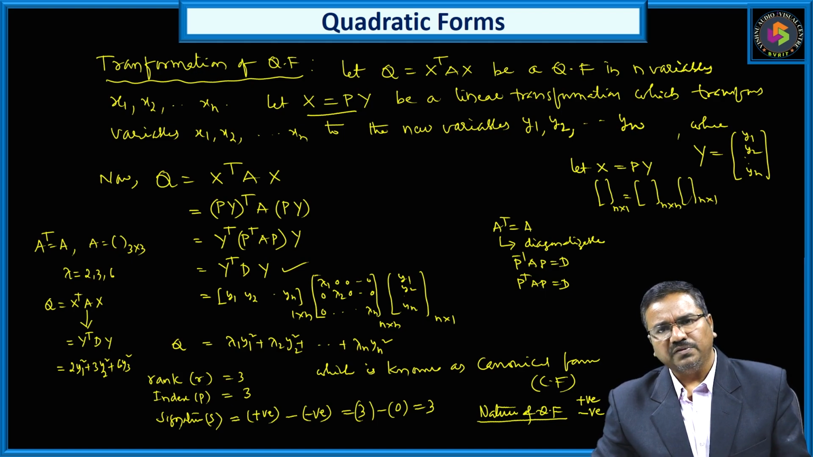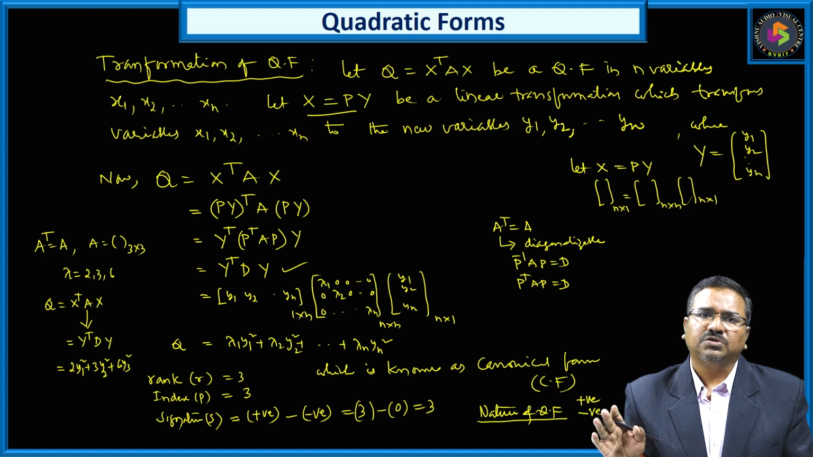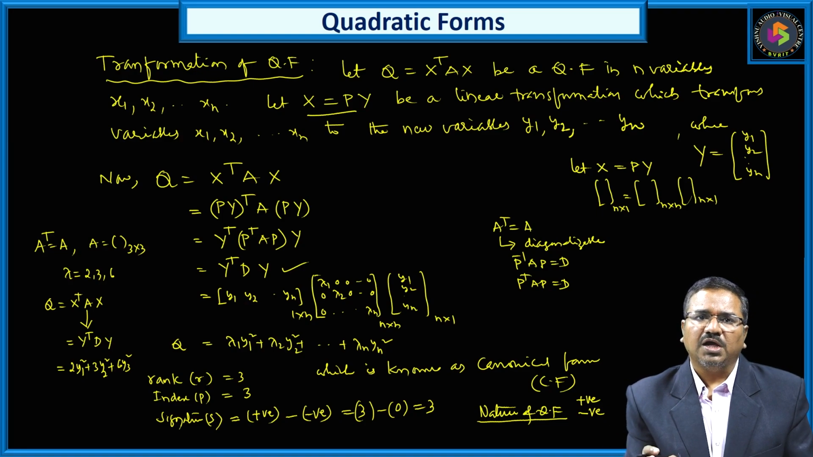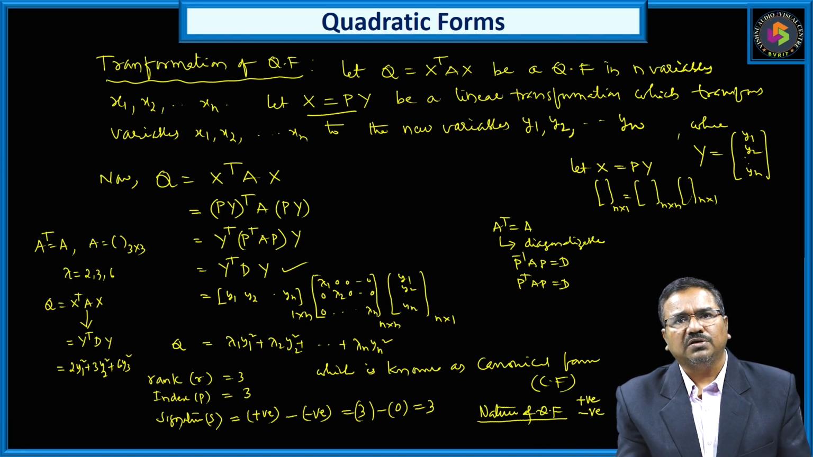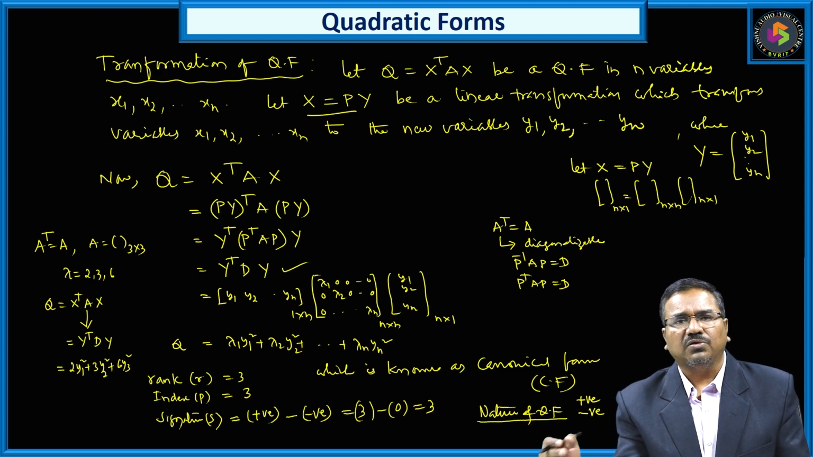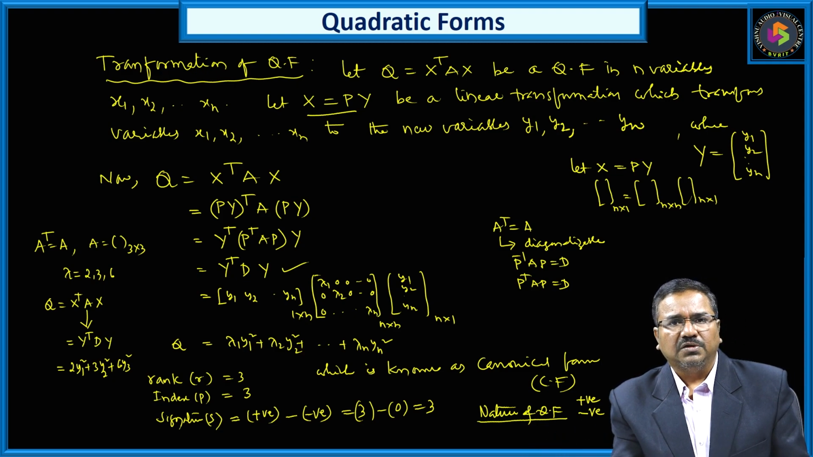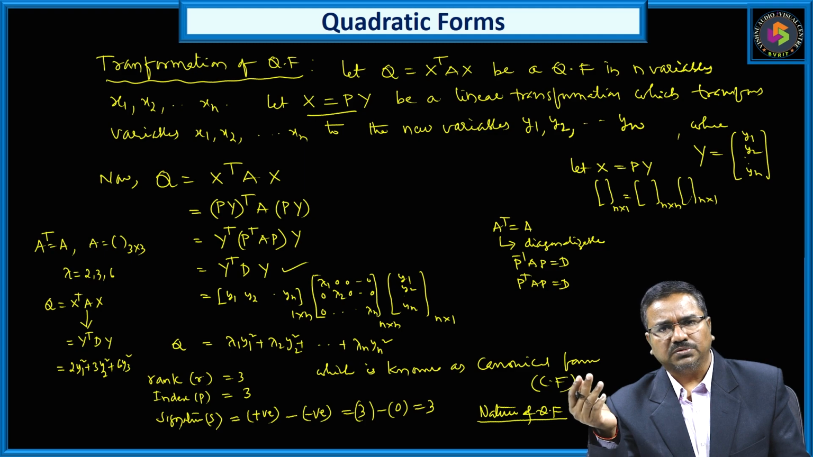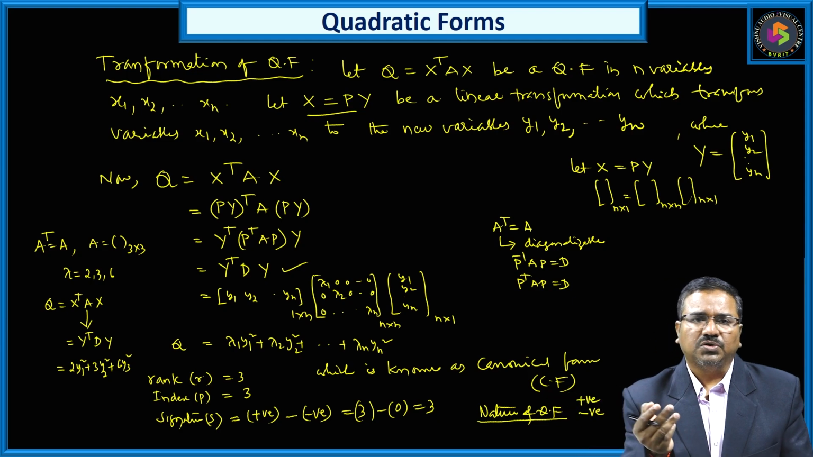So once again I am repeating this, the nature. If all eigenvalues are positive, very simple, positive definite. For example, eigenvalues 2, 3, 6. The 3 eigenvalues are positive, therefore the nature is positive definite. Negative definite means all eigenvalues are negative. Let us say, for example, the eigenvalues are -2, -3, -6. All 3 eigenvalues are negative, therefore the nature is negative definite. If at least one eigenvalue is 0 and the remaining are all positive, then the nature is positive semi-definite. For example, 0, 2, 3.